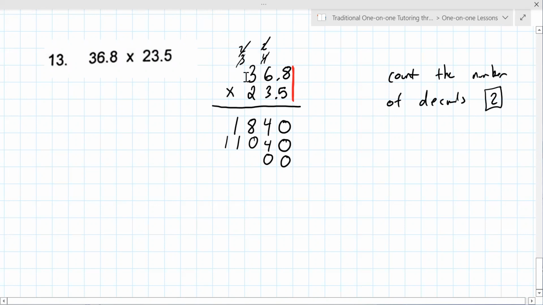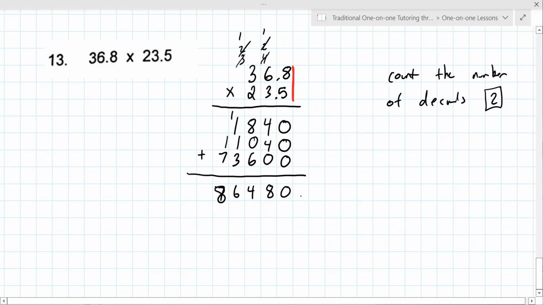And you can cross out your carries so they're not distracting you. 2 times 8 is 16. So that's 6 with a carry of 1. 2 times 6 is 12, plus the 1 is 13. 3 with a carry of 1. 2 times 3 is 6, plus the 1 is 7. And then you add vertically. And again, you may have some carries there. 8.